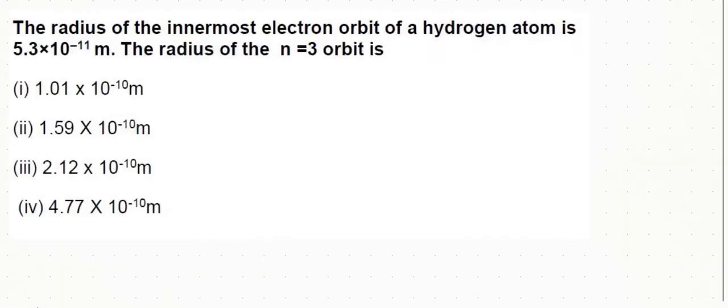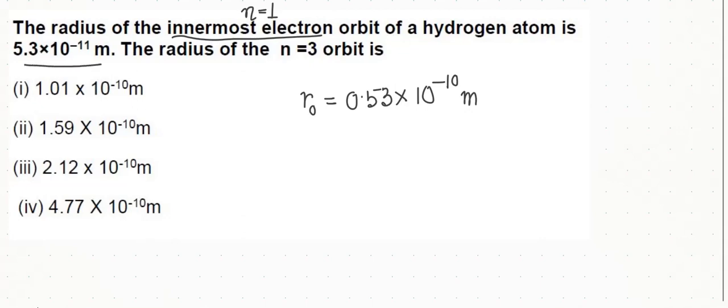That is what is given here: the radius of the innermost electron orbit. This word innermost basically refers to n equal to 1. So when the electron is at n equal to 1, revolving in the first Bohr orbit, its radius is 0.53 × 10^-10, which is nothing but what is given in the question, 5.3 × 10^-11. Obviously it is. And there we have obtained the relation Rn equal to n squared R0.